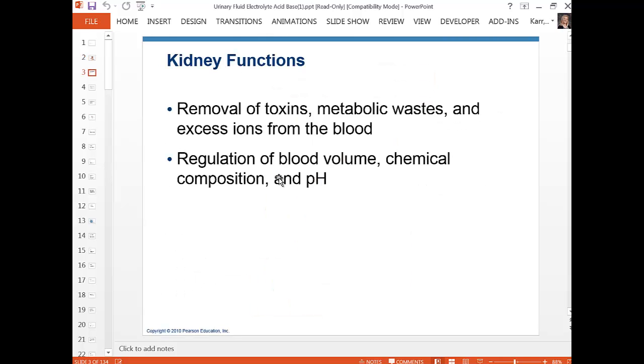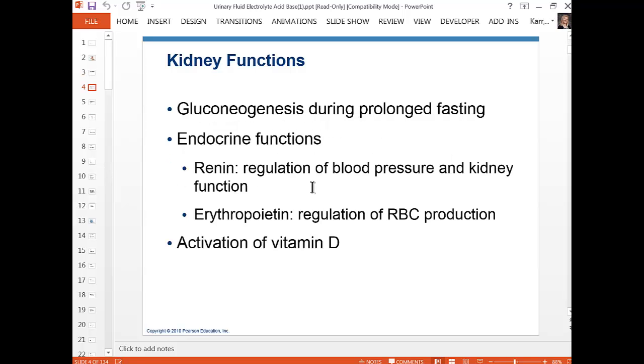So looking at functions then is removing toxins, waste, excess ions from the blood, putting it into the urine, and by doing that we can shift fluid from the urine back to the blood. So we can control blood volume, we can control the chemical composition of our blood by the kidneys, and pH, because what ion controls pH? Hydrogen ion. Yeah, if I have a lot of hydrogen ion, that does what to pH? Brings it down, right. High hydrogen concentration, low pH, acid conditions, right? So the kidneys can help control acid base, and we're going to look at that in lab this week.